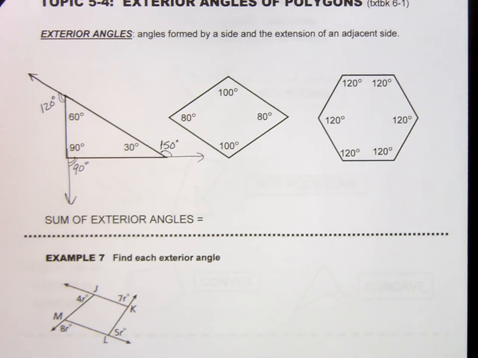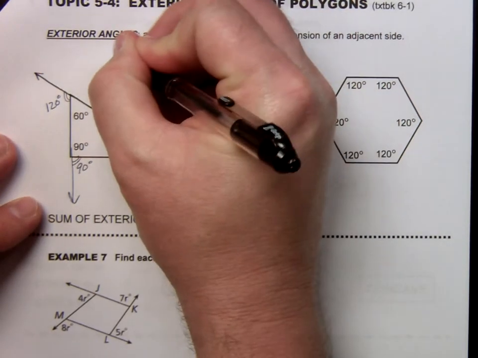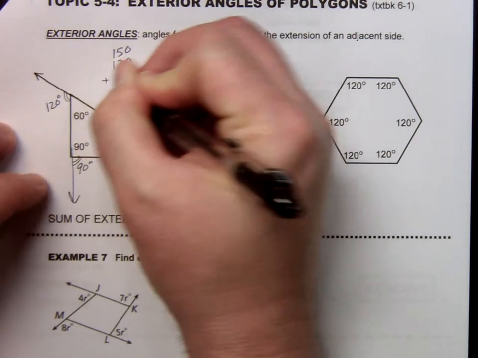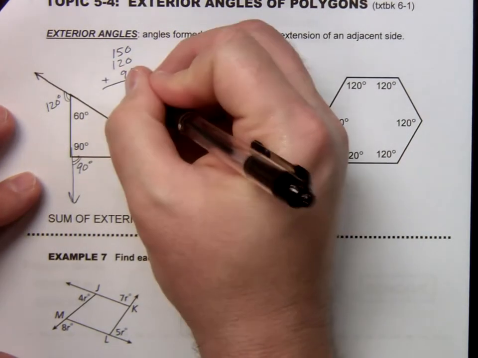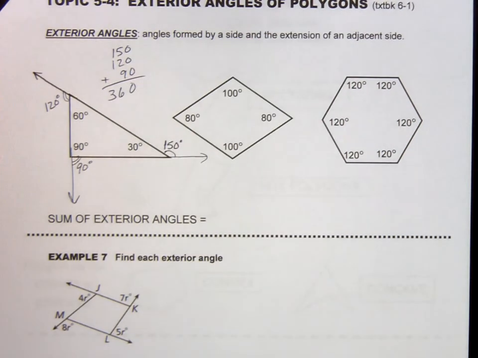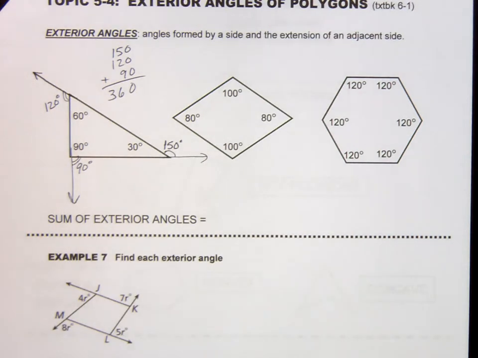So what we're trying to work towards right now is figure out what the sum of the exterior angles should be. So let's do this with each one of these and see if we can figure out a pattern. So let's find the sum for these exterior angles. If I add these up, 150, 120, and 90, if I add all those together, I get 360 degrees. So these exterior angles add up to 360 degrees. Let's find out what happens on the next one.